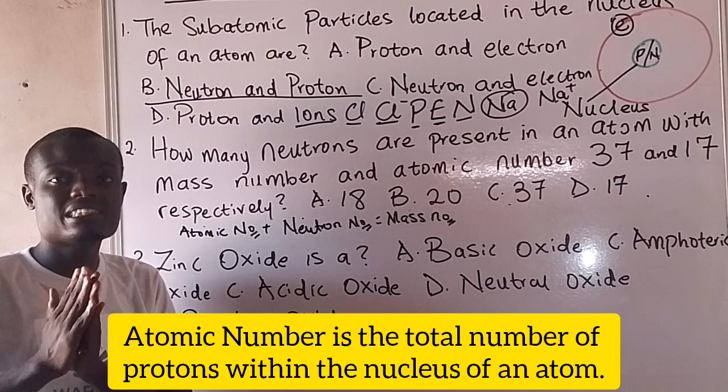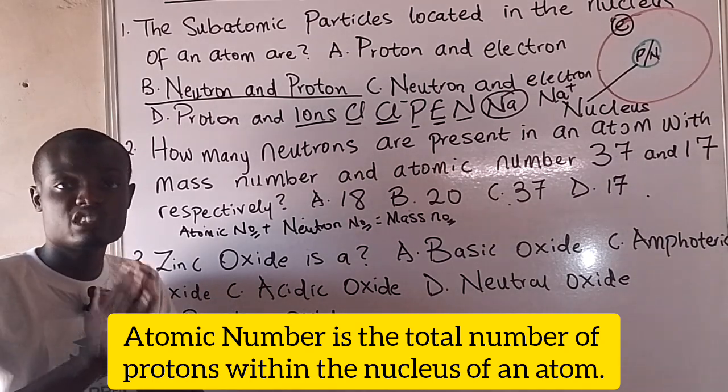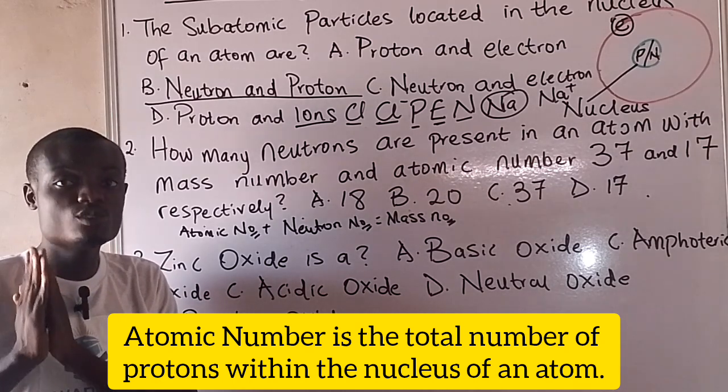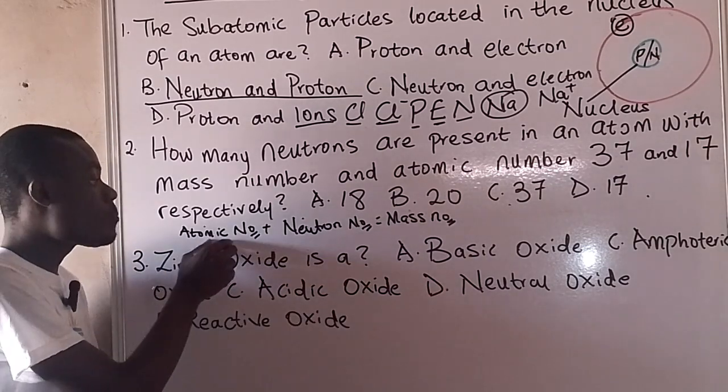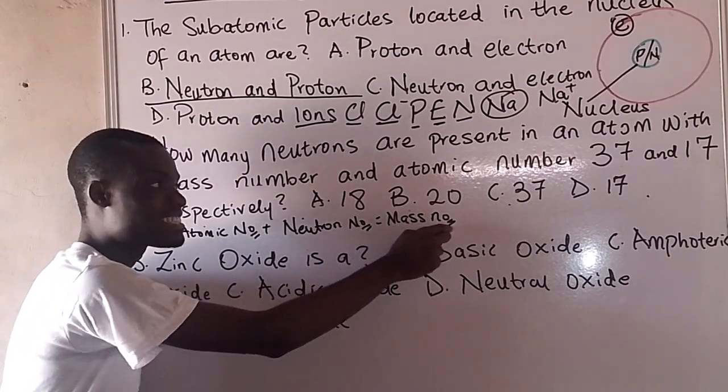If the element has a proton number of 14, that means that the atomic number is also 14, because the atomic number is the number of protons that is present in the nucleus of the atom. So atomic number or the proton number plus the neutron number is equal to the mass number.